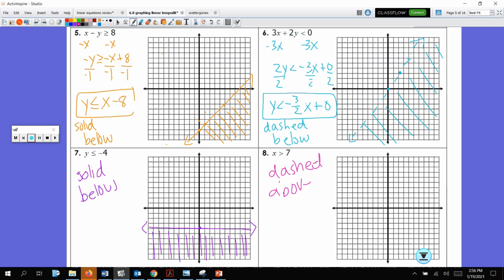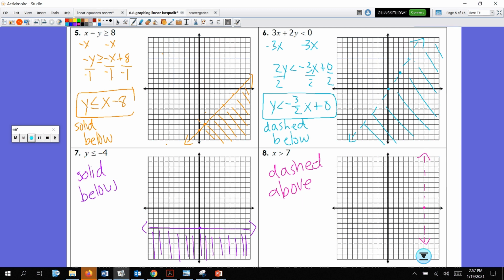So let's graph this line. First, we're going to go to where x equals 7 and make a point. And this is a vertical line. So 1, 2, 3, 4, 5, 6, 7. And we're going to do a vertical dashy line here. Like that.